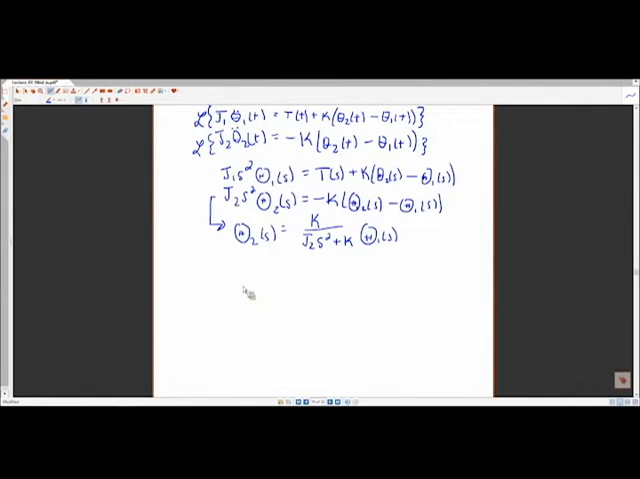And then we're going to substitute that back into the first differential equation, the Laplace, or the frequency domain equation that we haven't used yet. If we do that, we get J1 S squared theta 1 of S equal to T of S plus K times K over J2 S squared plus K times theta 1 minus theta 1.